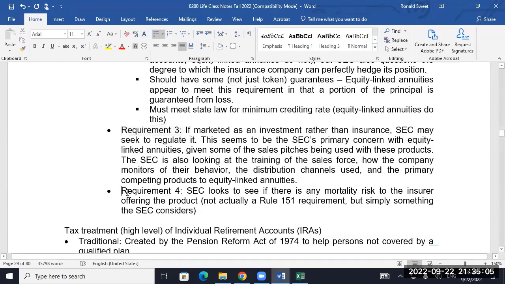And then requirement 4 is whether there's any mortality risk there, and that's not as critical.